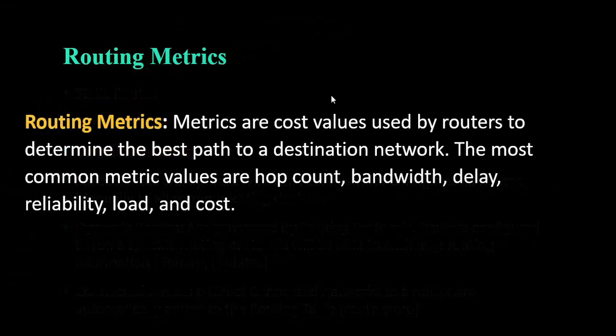We have what are called routing metrics. What does it mean? Metrics are cost values used by routers to determine the best path to a destination network. The most common metric value is hop count. This is mostly used for distance routing protocols like RIP version 1, RIP version 2, and so on. But bandwidth is also a metric that is used to determine the best path to a destination network. We have delay, reliability, load, and cost.